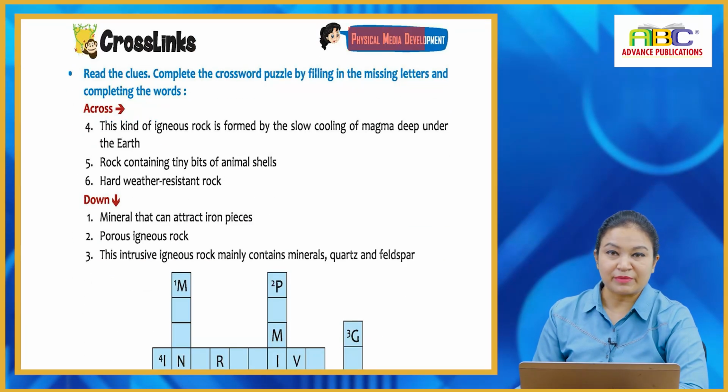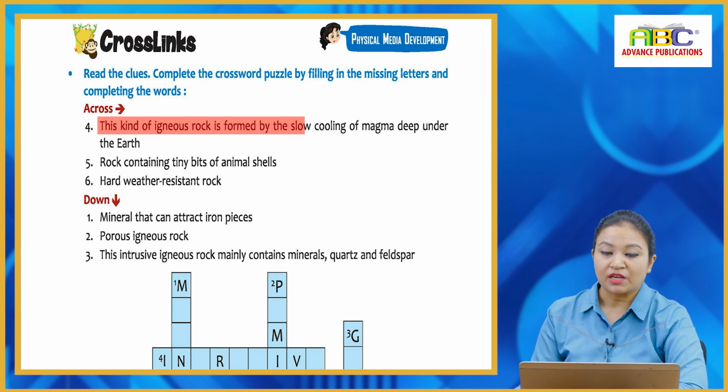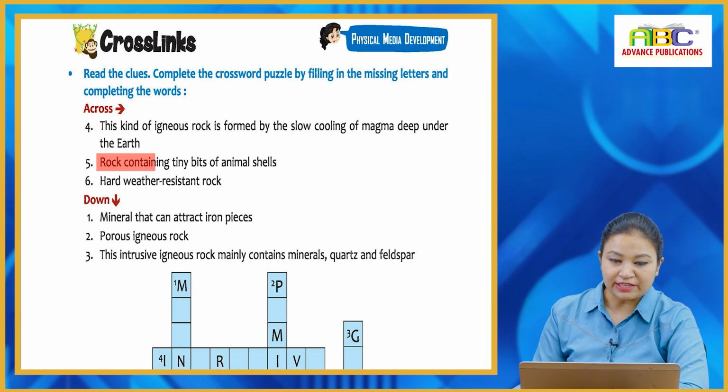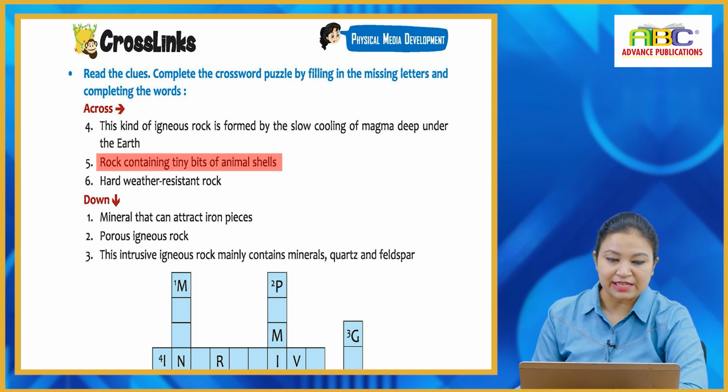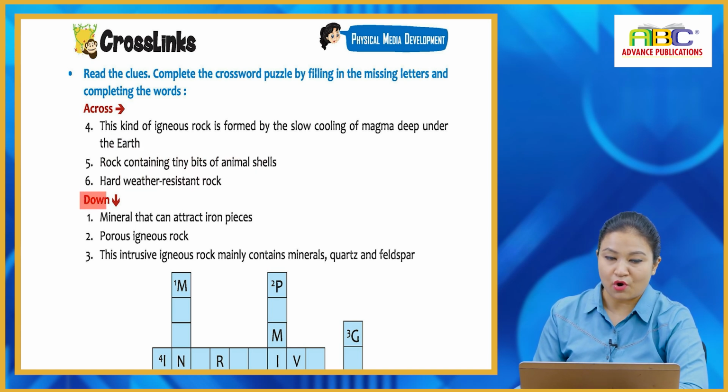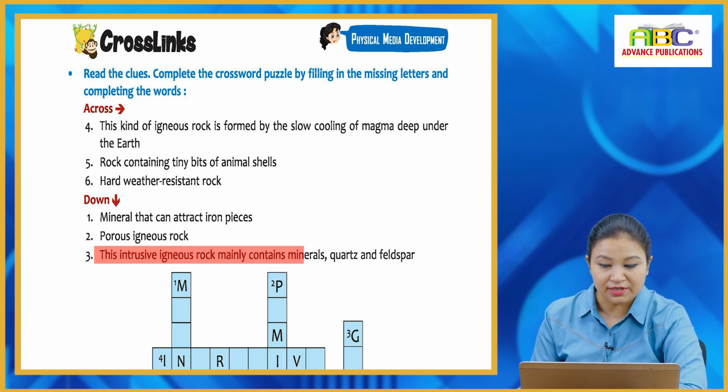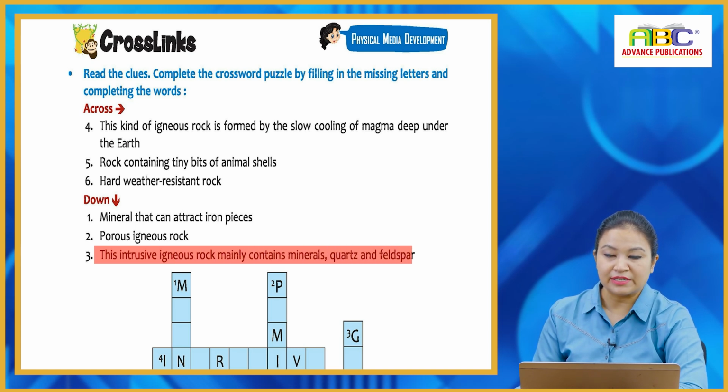Cross links, physical media development. Read the clues, complete the crossword puzzle by filling in the missing letters and completing the words. Across: this kind of igneous rock is formed by slow cooling of magma deep under the earth. Rock containing tiny bits of animal cells, hard water resistant rock. Down: mineral that can attract iron pieces, porous igneous rock. This intrusive igneous rock mainly contains minerals, quartz and feldspar.